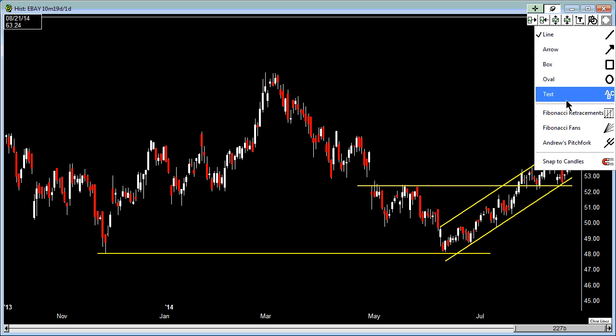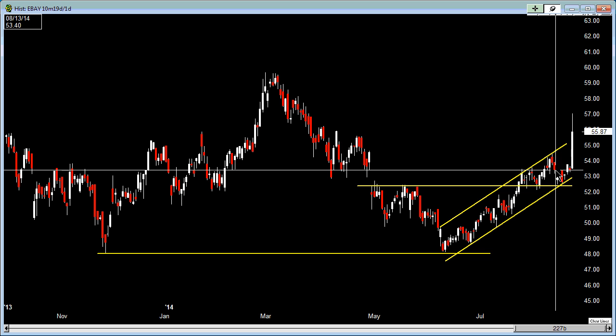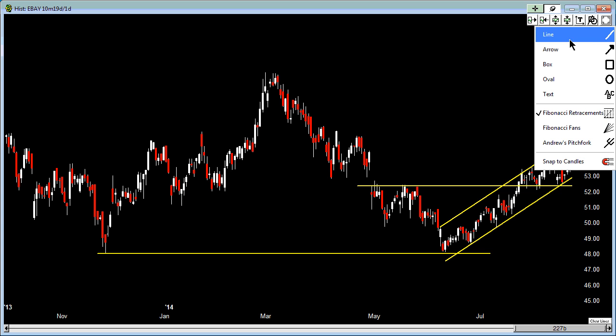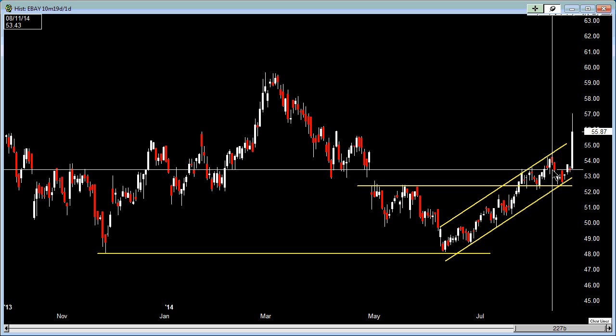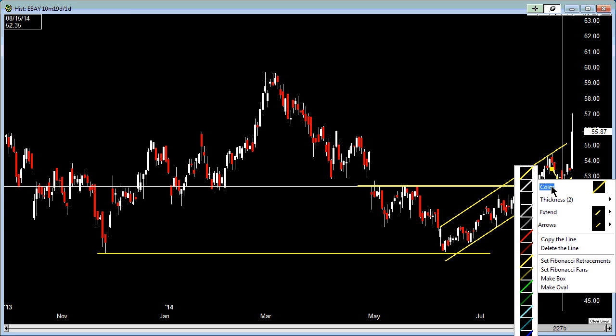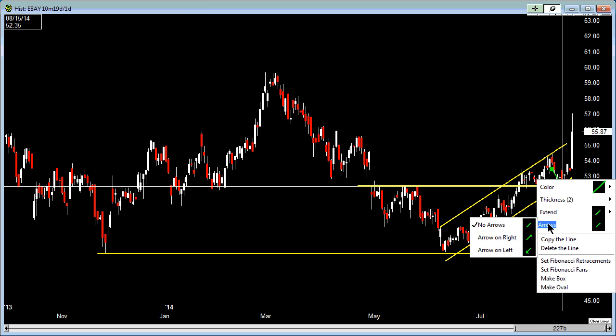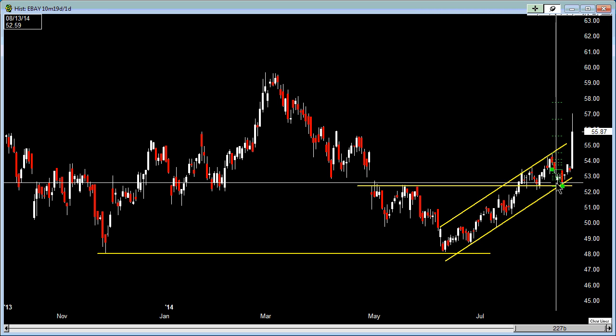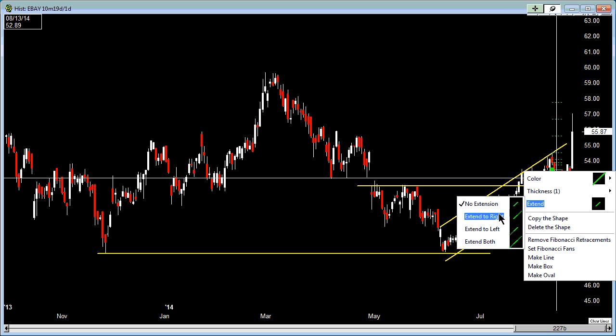So let's say we go and take this trade here. Let me see. I don't want to do that. Let me do this. If we were to put the stop right underneath that trend line and change that to a different color, so we can differentiate that, and let me extend that out.